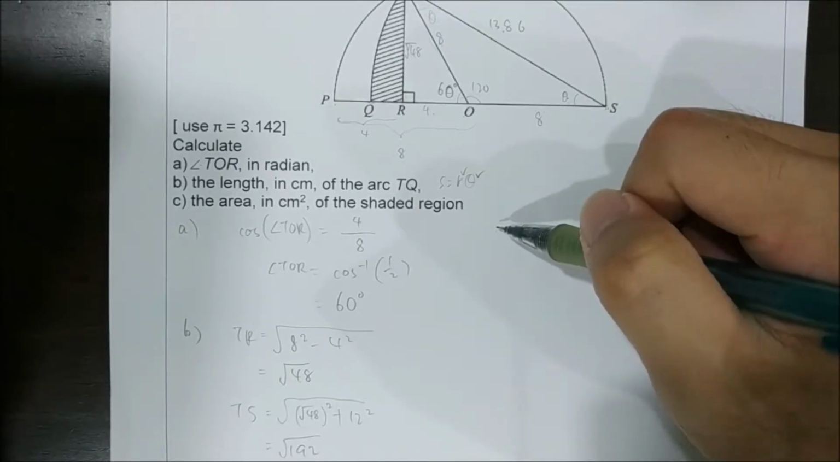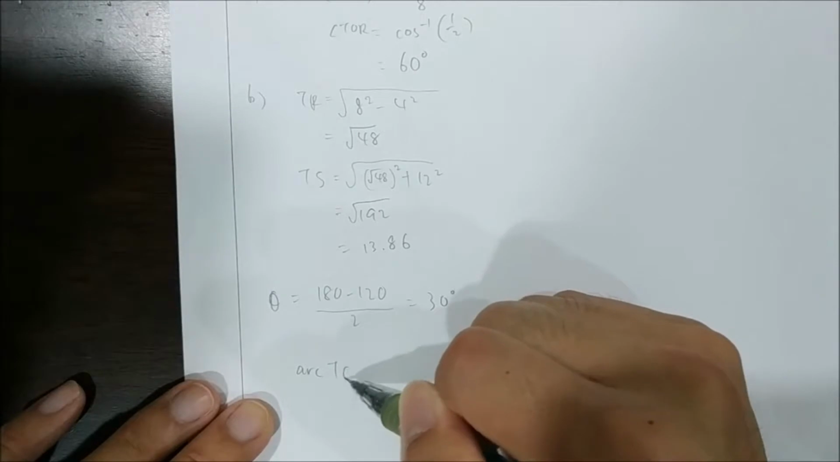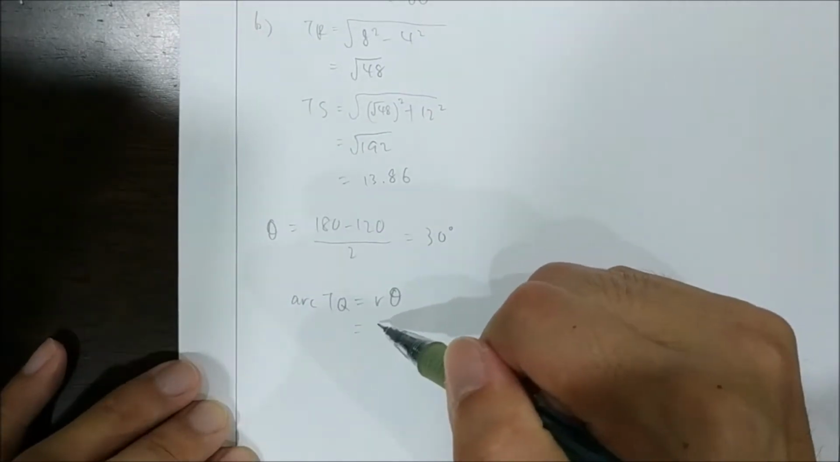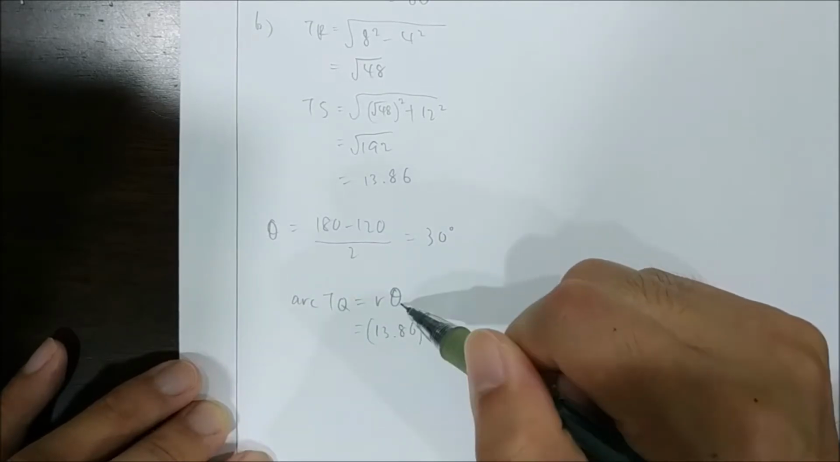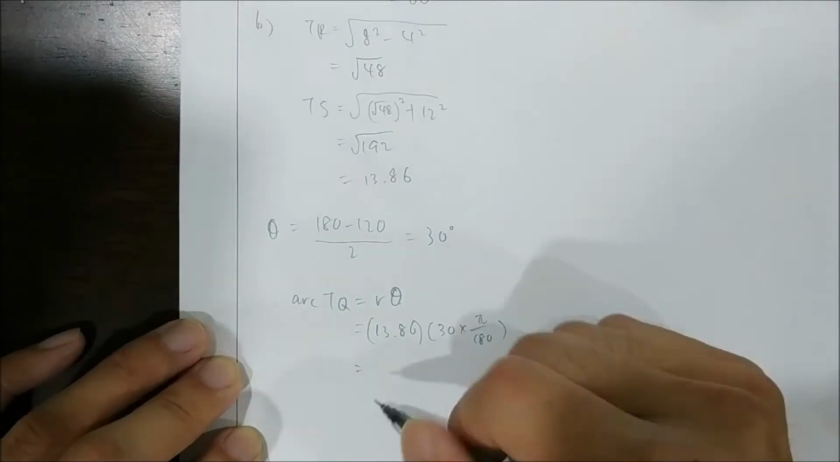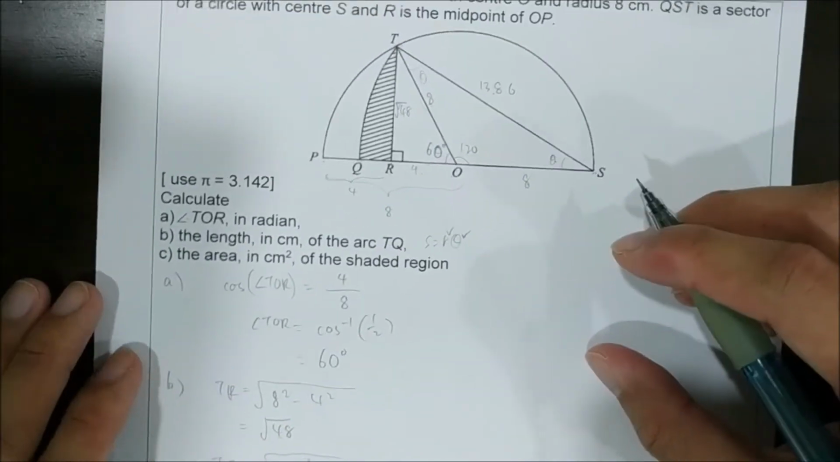We can find the arc length. So the arc length of TQ equals R theta. So the arc TQ has a length of 7.258. Now we get to the final questions.